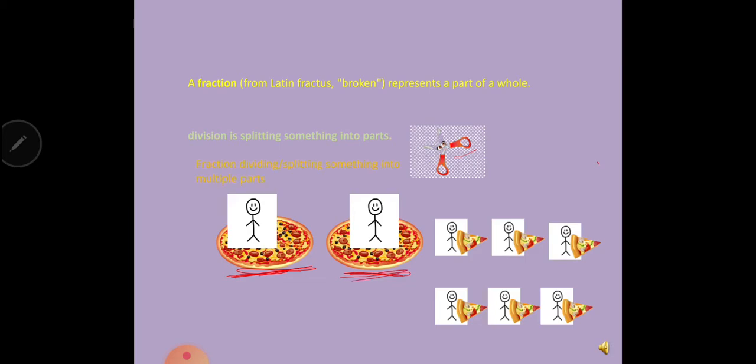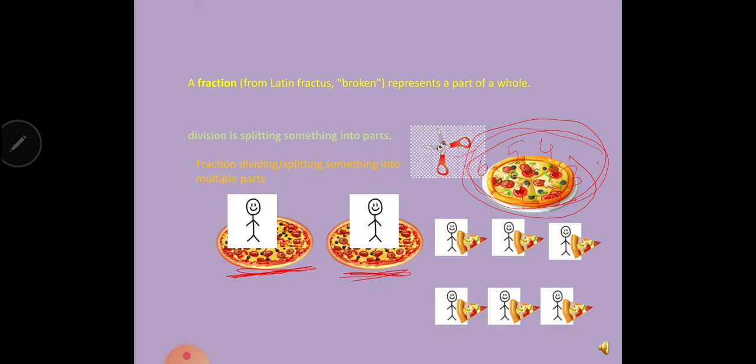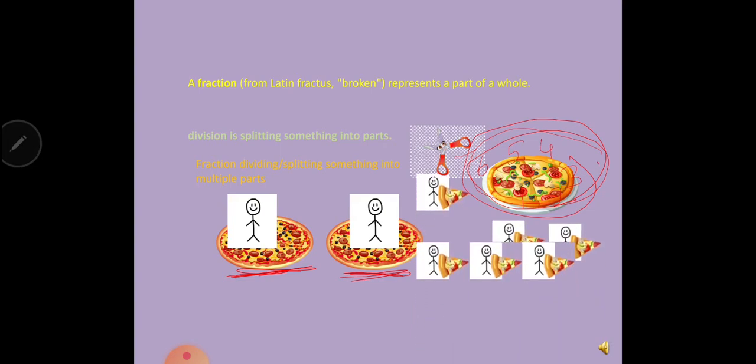But in fraction, look what you are doing, you are splitting something into multiple parts. That means, you see, this is my pizza and it's only one. It's only one whole. I will divide it. How many parts do I have? Let's count them. 1, 2, 3, 4, 5, and 6. I have 6 parts, so I can divide it among 6 people. Look at them, how each one of them takes a small part. So that's what fraction means. It's a part of a whole. You are taking one whole and cutting this whole into many pieces.